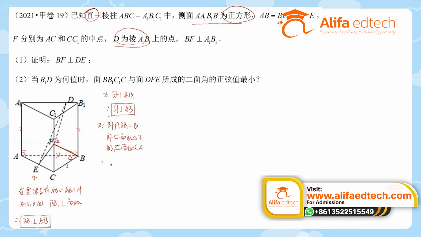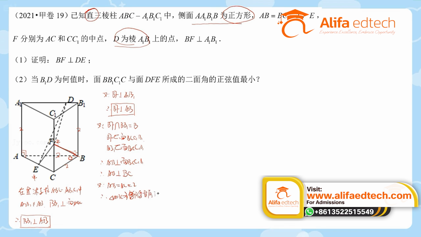BCC1B1. So we immediately get that our AB here must be perpendicular to this side face on the right, which is BCC1B1. Obviously, we use the determination theorem for line-plane perpendicularity here. Since it's perpendicular to this plane, by definition, it must be perpendicular to any line within it. Therefore, AB is perpendicular to a line BC within this plane. And because AB here is equal to BC, which equals 2, it means that triangle ABC is a right triangle. An isosceles right triangle.